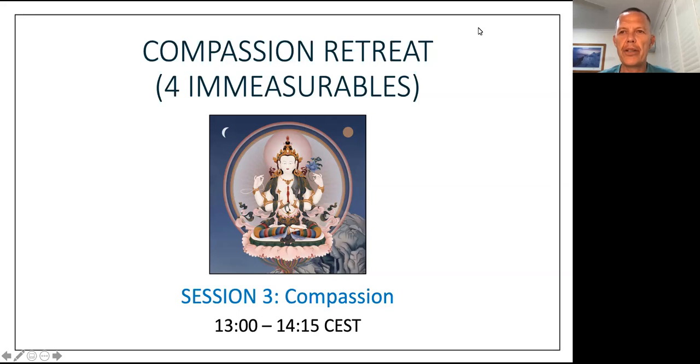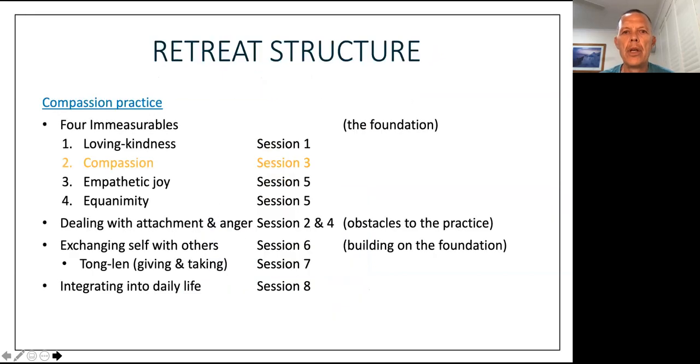So welcome back to this afternoon's sessions on this compassion retreat. We're in session three now. We're looking at the actual compassion practice in this session. So the basis of this retreat are these four practices called the four immeasurables: loving kindness, compassion, empathetic joy, equanimity. In this session, we're looking at the actual compassion practice.